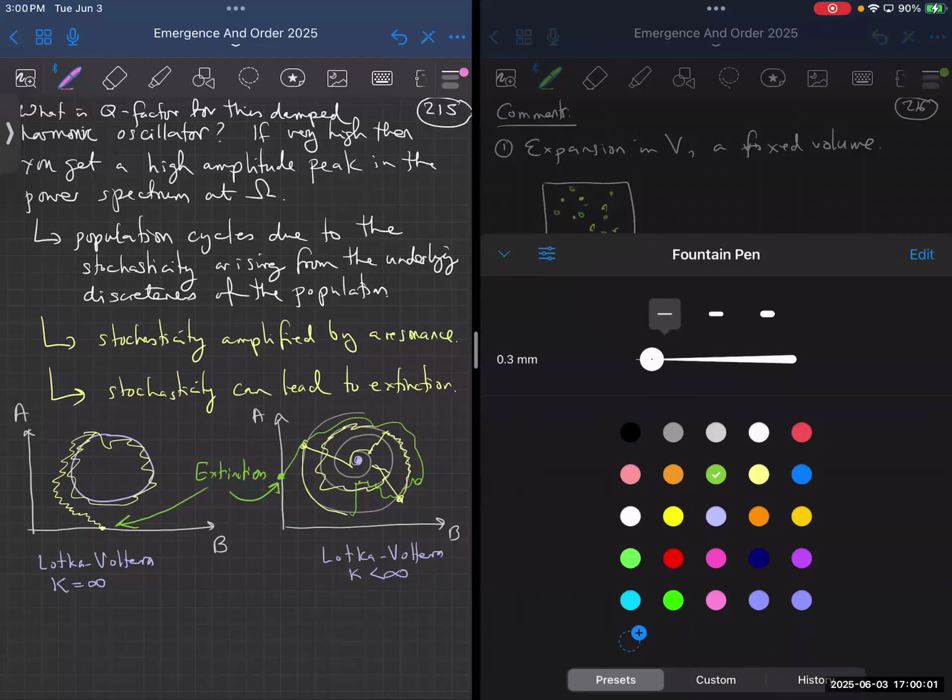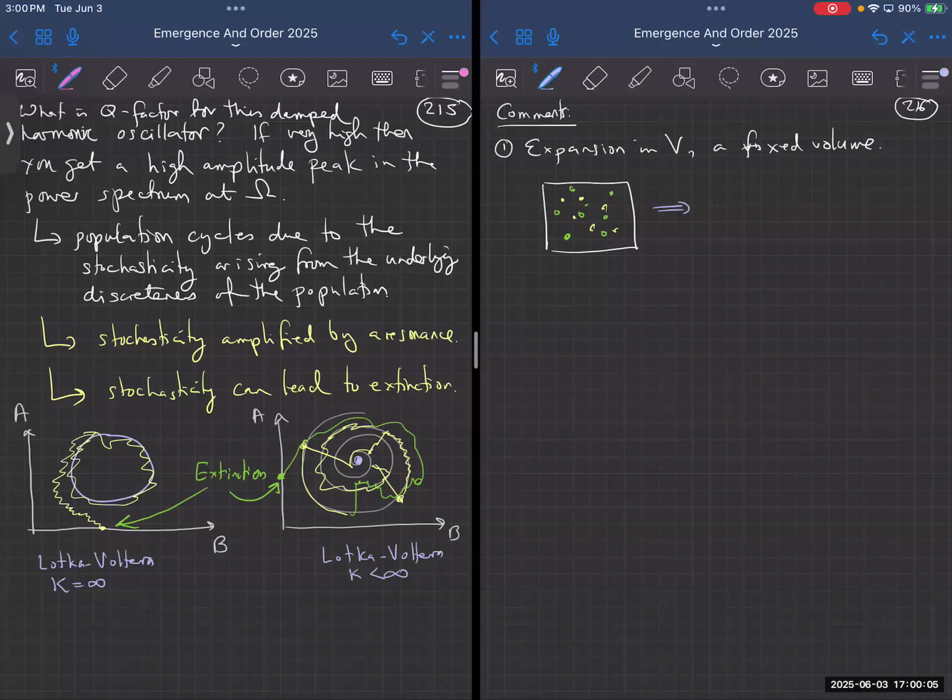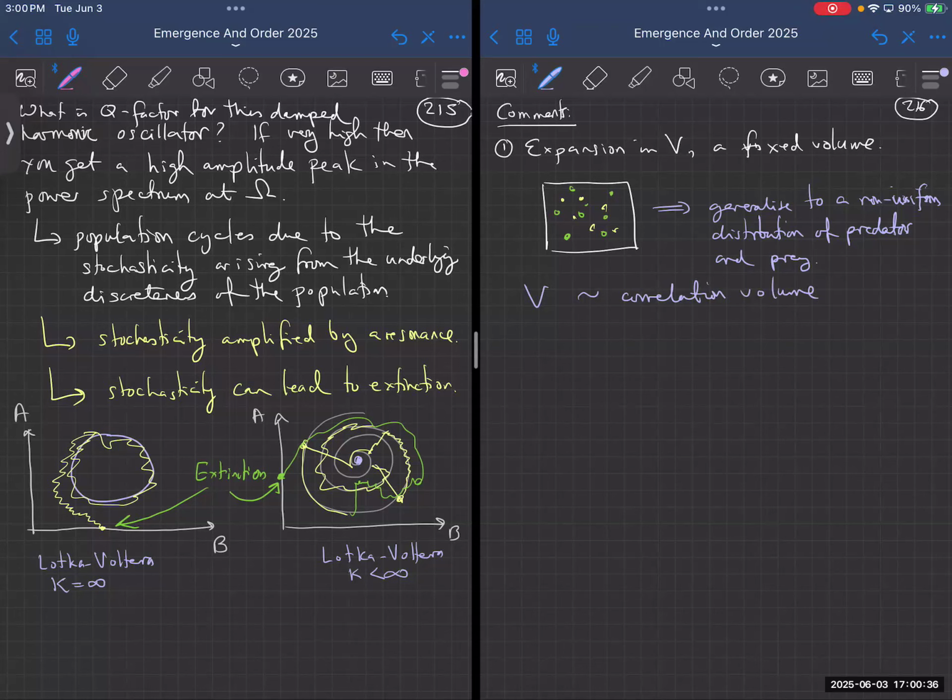So what we actually need to do is generalize to a non-uniform distribution of predator and prey. And if I do that, then this volume becomes something like a correlation volume. So we need to look at the spatial variation. In order to even be able to interpret this calculation, we have to do the whole thing with space.